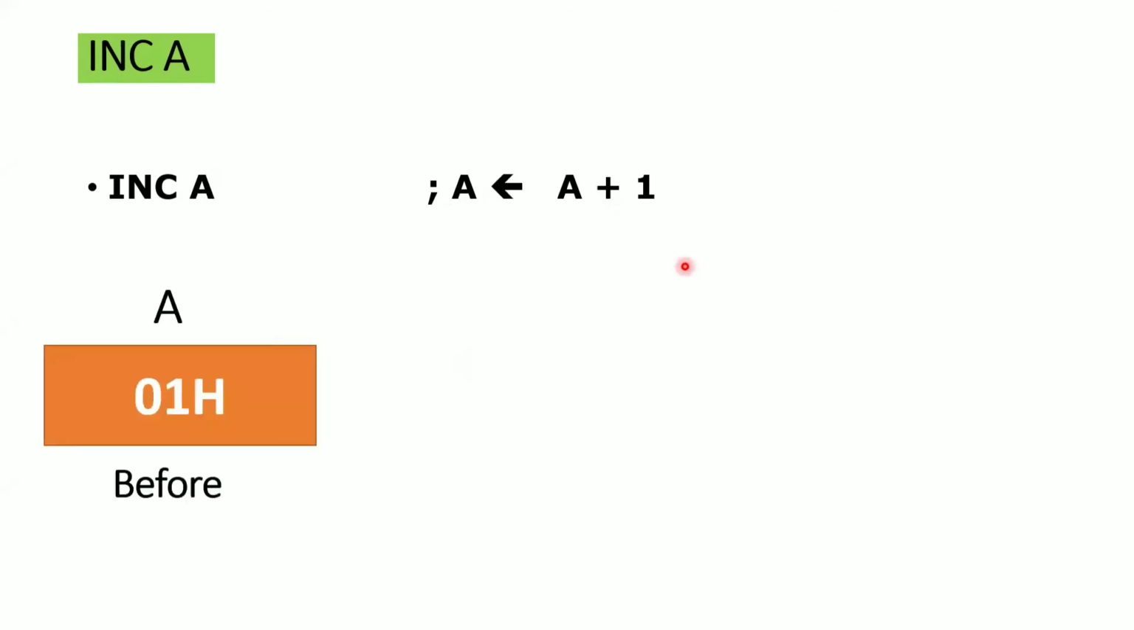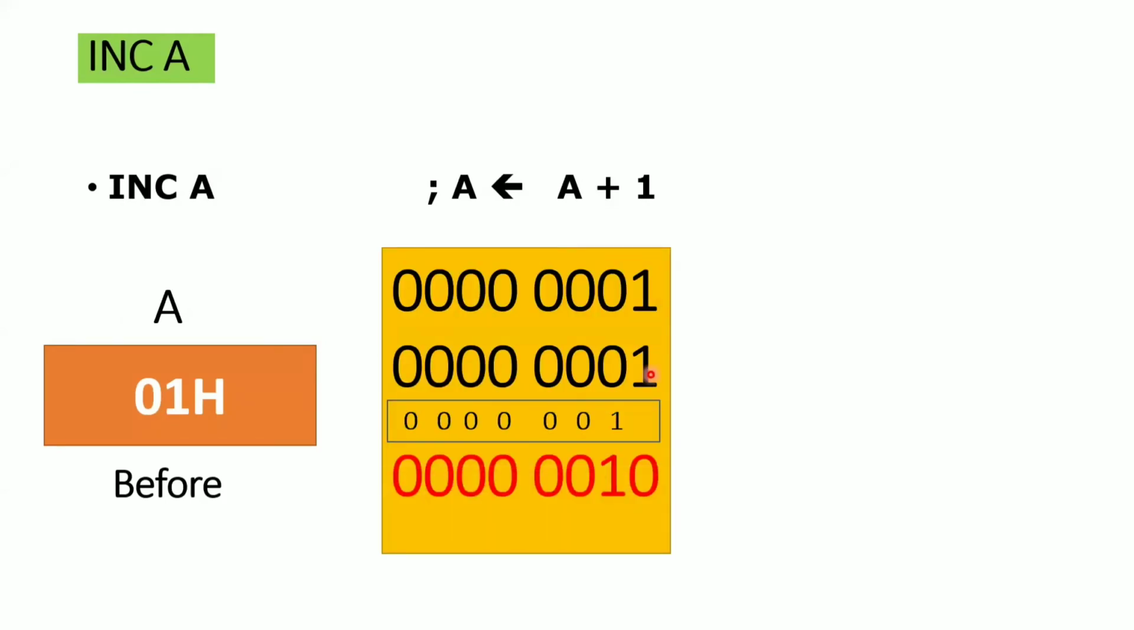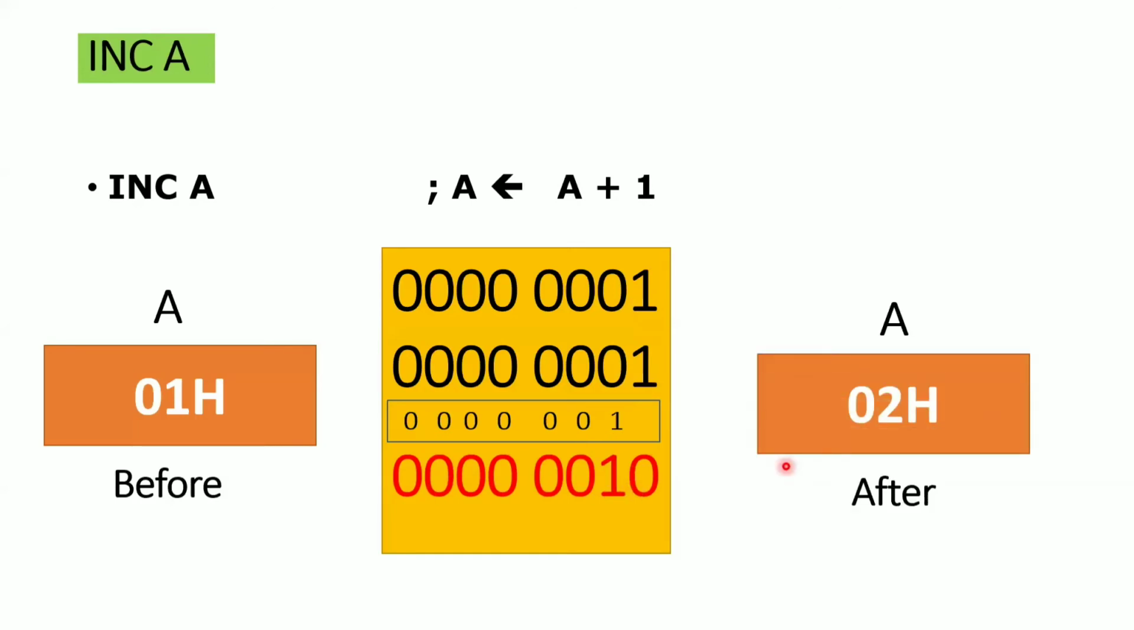Now we'll take one example. Earlier the A register contains 01H. After executing this instruction, what will be the value of A? 02H, which means I need to add 1 to it. Whenever I add 1 to it, it becomes 02. So after executing this instruction, the value of the A register is 02H. Now you understood, right?